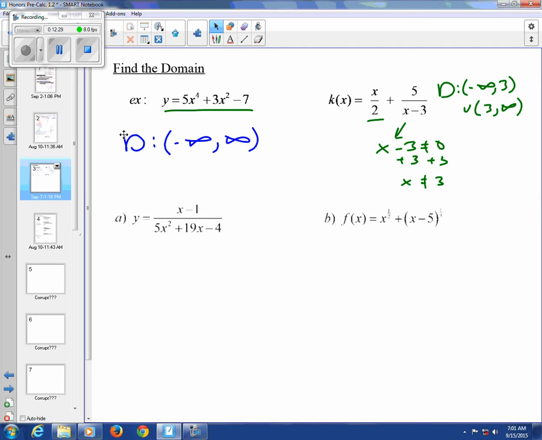Okay, so I want you guys to try these two problems right here, and we're going to come back in a second and give them a shot. So pause the video and give these a try.